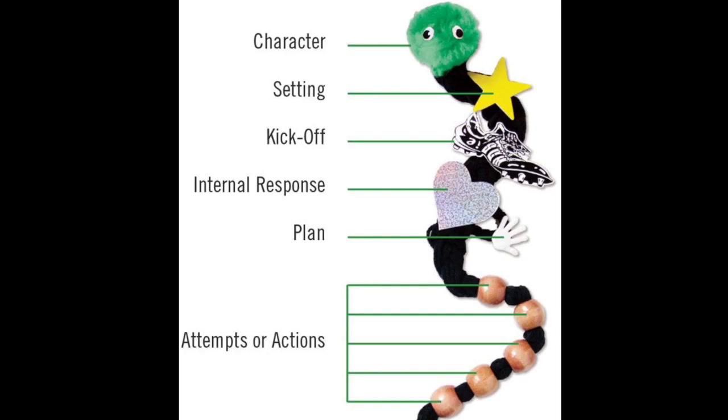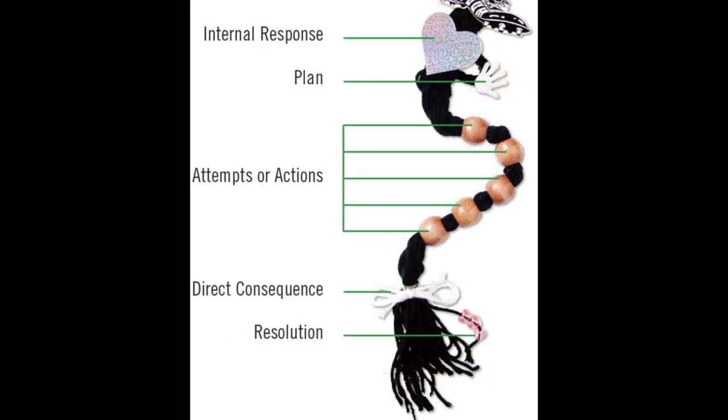Next part on our Brady are the action steps or attempts. This is when the character tries to solve their problem and implement or carry out their plan. When we're listing our different steps in our plan or our action steps, we should make sure that we're using words like first, second, next, then, finally.